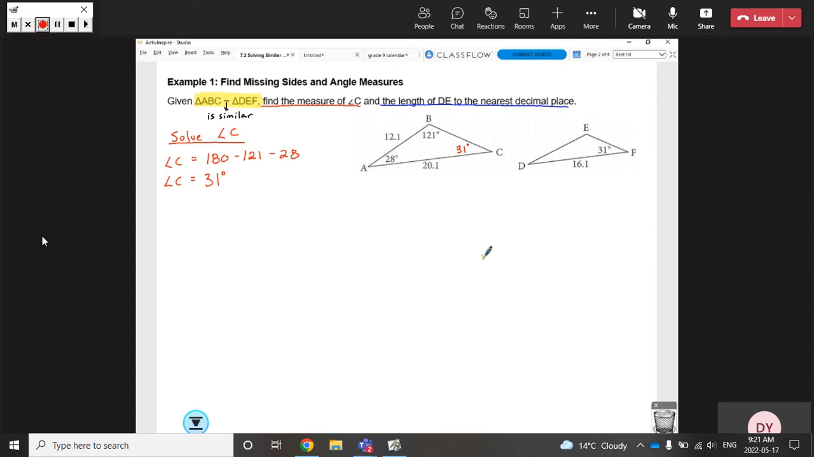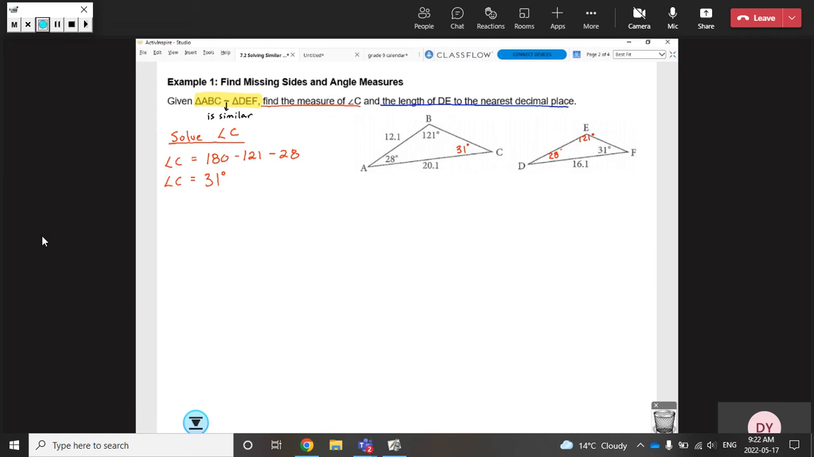Now, we're not shocked that that 31 is right over here as well in triangle DEF. In fact, if we wanted to, we know what angle E is, right? What's angle E? How many degrees? Yeah, 121 degrees, because it corresponds with angle B. And then that means angle D must also be 28 degrees, because it corresponds with angle A.